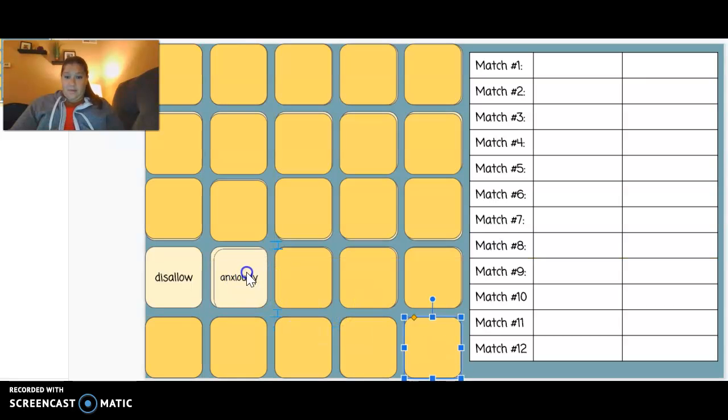So you need to cover them back up and see if you can find a match this time. A good strategy to have is try to remember where the words are. So I know disallow is right here. So I'm going to go try again to find another word that has the same prefix as dis. Let's try this one here. I found one. So this word is dishonest, and it has the same prefix as disallow. This would be considered a match.